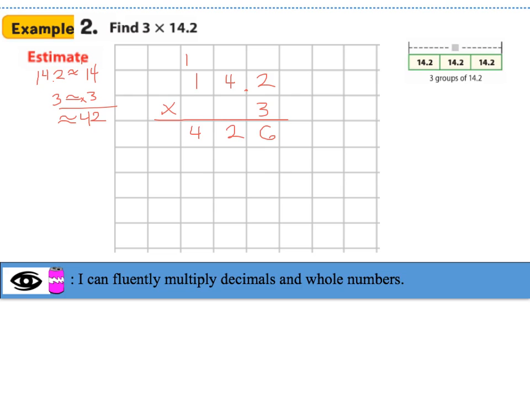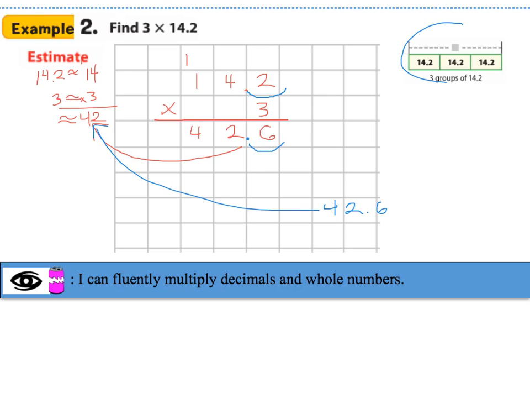Now if I take a look at this number right here, 426 is not close to 42, which was my estimate. So what I want to remember is if I take a look at my original decimal, I've got 1 place value behind the decimal. So I need to move that 1 place value in my answer as well. So my answer becomes 42.6, which is close to my estimate of 42.